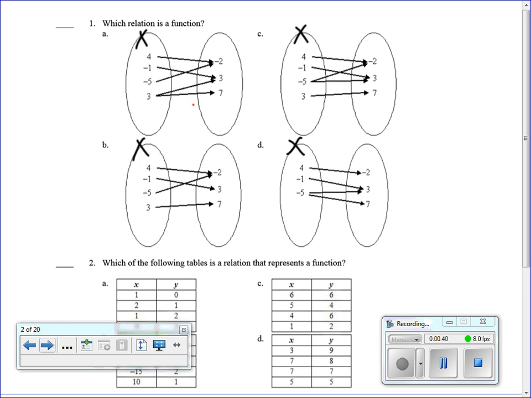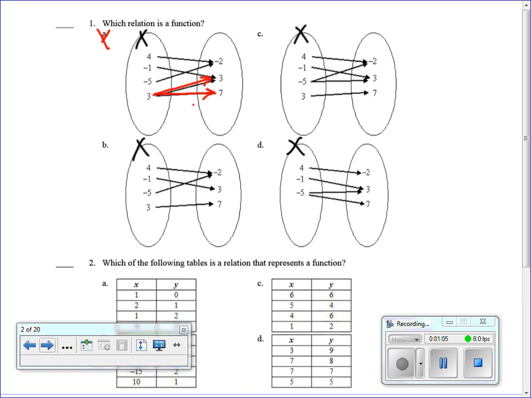Remember that our definition of a function is that each input is paired with exactly one output, or each x is paired with exactly one y. So if we look at A, we see that 3 is being paired to both 3 and to 7. So this does not meet our definition of a function because it is going to 2 outputs instead of only 1.